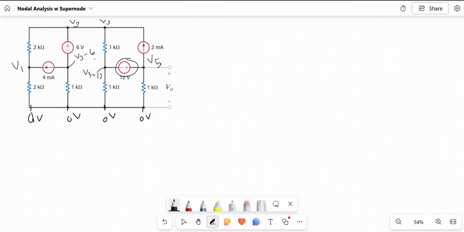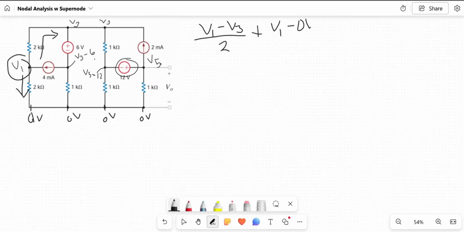So for this first equation, I'm going to start with V1, pretty easy. V1 minus V3 going this way over 2 is the current for the 2 kiloohms. Then I'm going to do this one now, the current for there: V1 minus 0 volts over 2. And I can see that I have a current going towards V1, so I will say that's negative 4 milliamps, which equals 0.